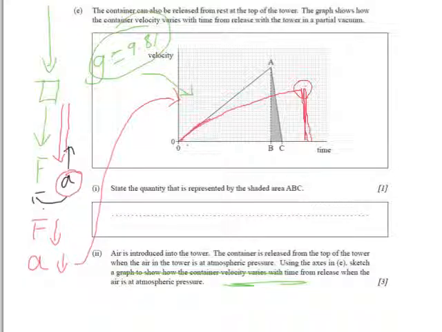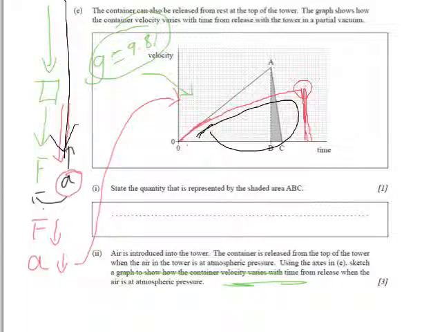It also has to be clear that the height of the tower is still the same. So this area here should be still the same as the original area under the graph because it's falling from the same height. So we're looking for something like this: the gradient decreasing, it going for longer, and the area being more or less the same.